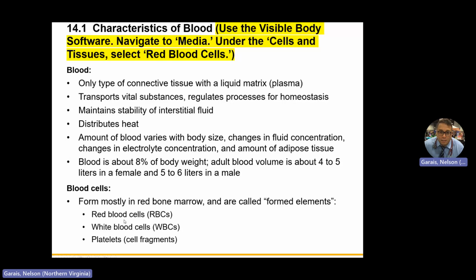Red blood cells, also known as erythrocytes, white blood cells, leukocytes, platelets are thrombocytes. Remember, platelets are simply cell fragments, and know the function of each. Red blood cells carry oxygen along with hemoglobin, and white blood cells are part of the immune system. Platelets are part of hemostasis, or the blood clotting function.